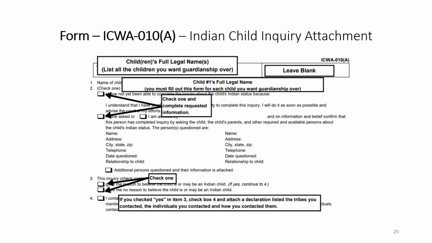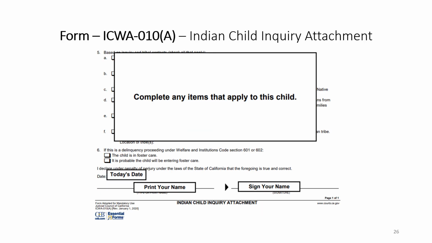The next form is ICWA-010A, the Indian Child Inquiry Attachment. On this form, you will indicate whether you have or have not yet inquired as to the child's potential Indian ancestry, and, if you have made inquiries, who you spoke to and what you learned. If the child does have Native American ancestry, there are other steps you will need to complete. We will not cover these additional steps in this workshop here. If you have questions or think ICWA might apply to the child in question, please contact the Self-Help Center for additional guidance. Date, print, and sign your name at the bottom after completing this form.